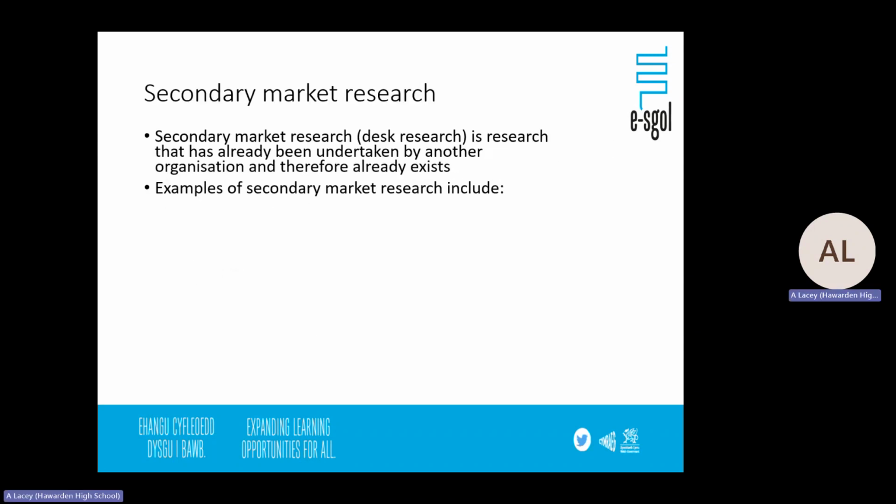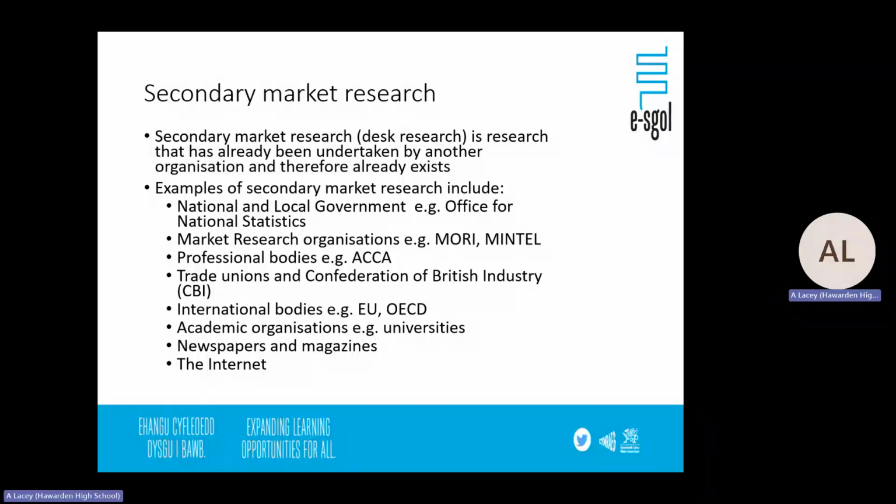Secondary market research is your desk research, and that's already been undertaken by another organisation and it already exists. Examples of secondary market research are things like government reports, national statistics, market research organisations that have already carried out market research on certain products or services, professional bodies, trade unions, international bodies, academic organisations that may have done research, newspapers and magazines, and also looking at the internet as well.